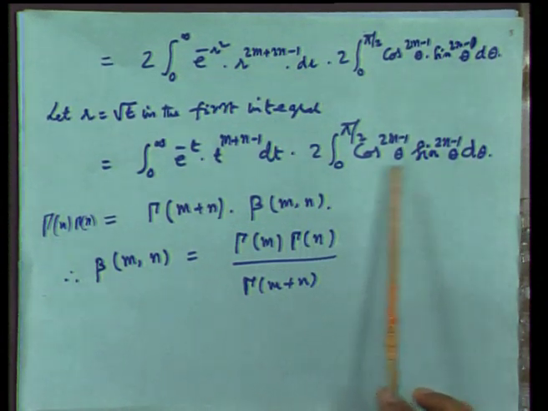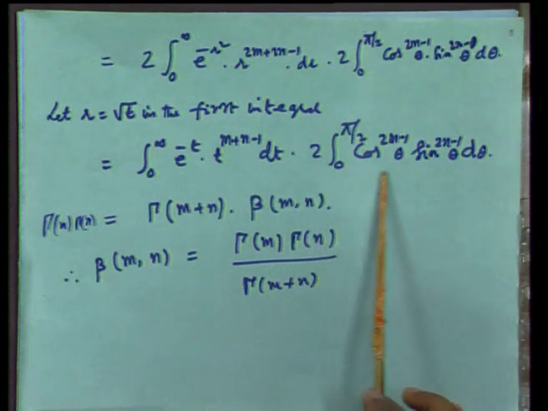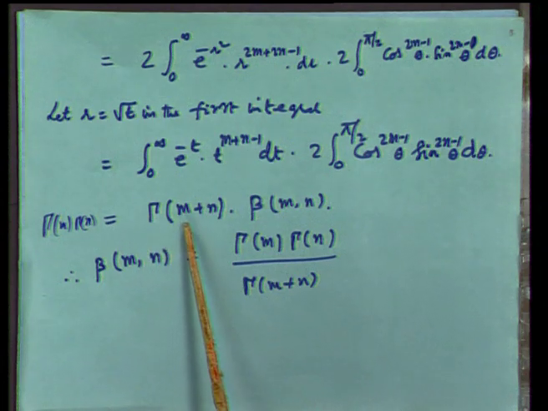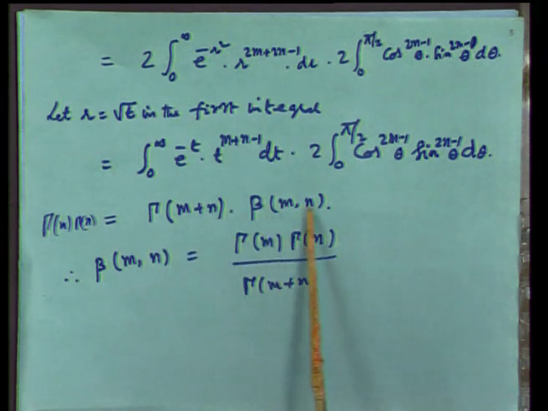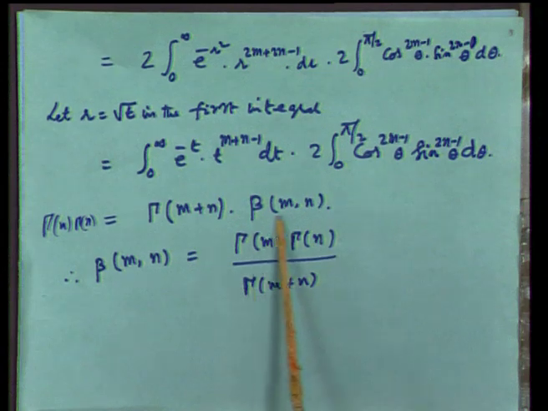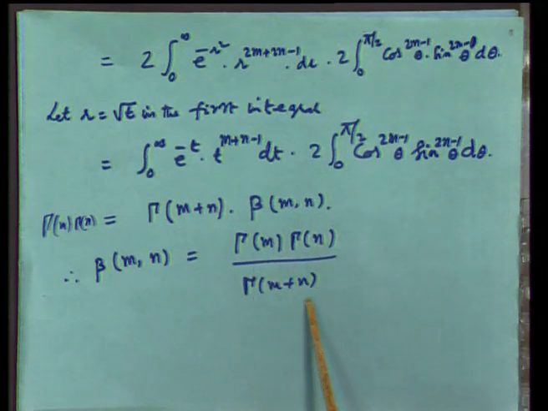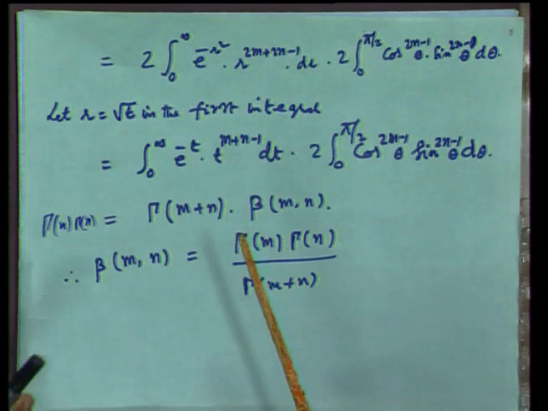In the definition itself we have introduced the polar coordinates and obtained this form, so that gamma m into gamma n is equal to gamma m plus n into beta mn, or you can write beta mn as gamma m gamma n divided by gamma m plus n, if you take this to the other side. This is the relationship between the gamma and beta functions. Now, let us evaluate some of the integrals based on the gamma and beta functions.